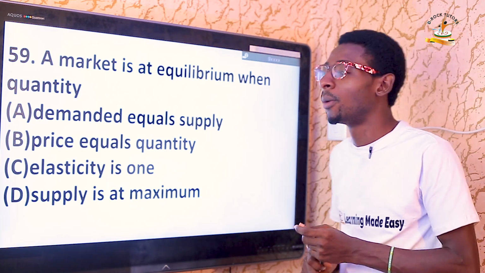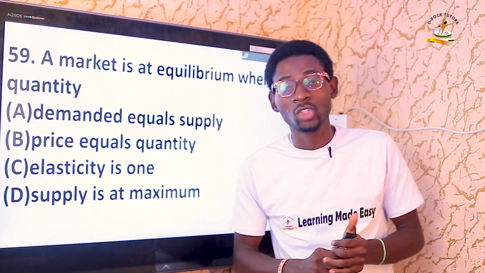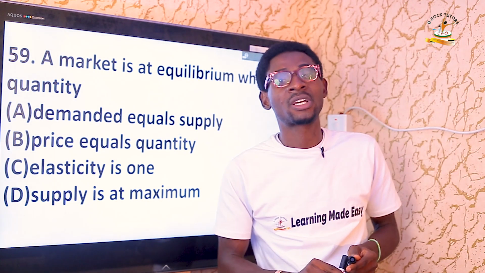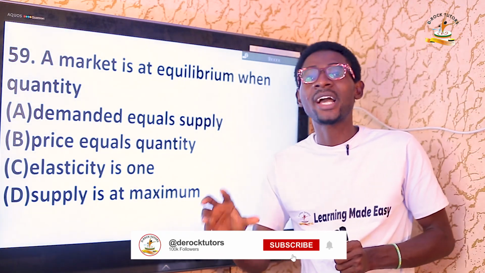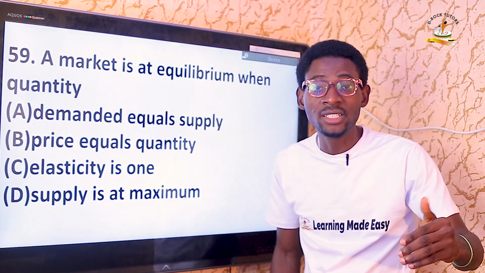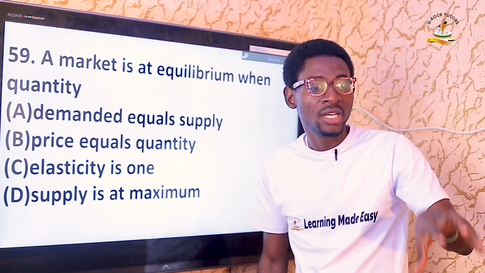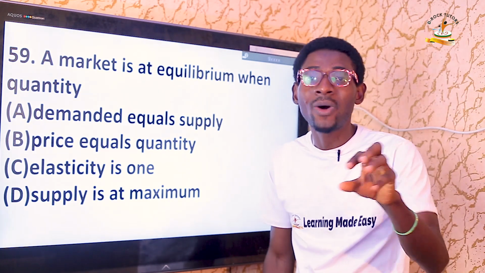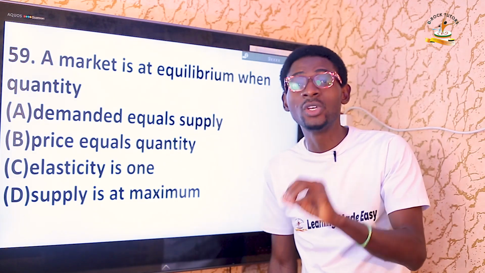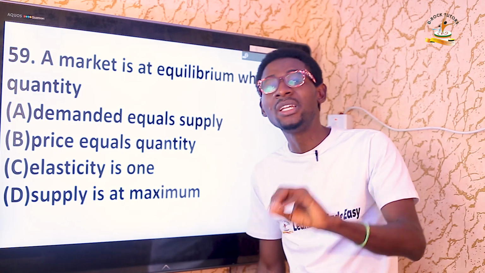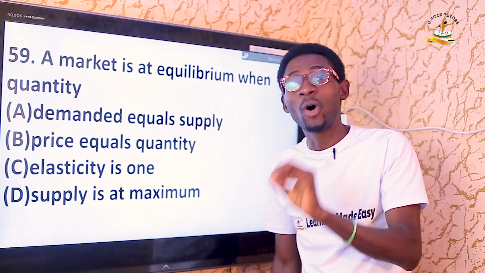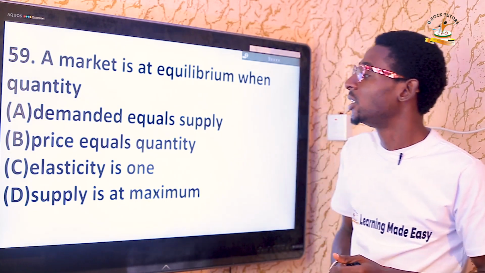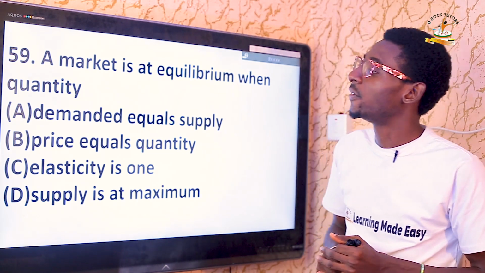Number 59. A market is at equilibrium when, we said a market is a point of interaction, a platform or an institution where the buyer and seller come into close contact to exchange goods and services with money as the medium of exchange. Such a market attains equilibrium when total goods demanded equals total goods supplied. Demand is the total number of goods and services consumers are willing and ready to buy at a given price at a point in time. Supply, on the other hand, is the total number of goods suppliers are willing and ready to offer for sale at a given price and at a point in time. So when both of them meet at a particular point, it is referred to as equilibrium. That is option A. Quantity demanded equals quantity supplied.